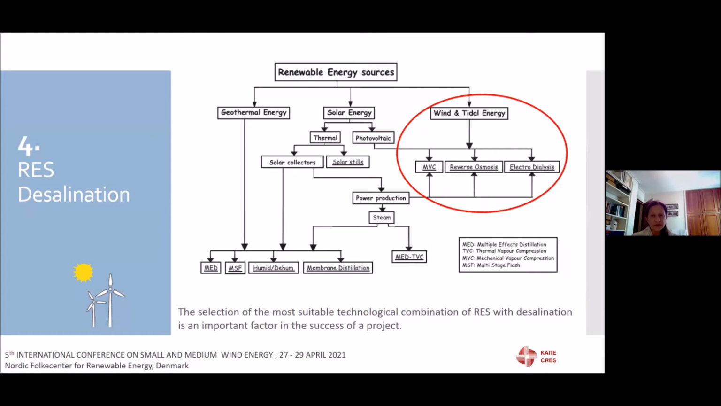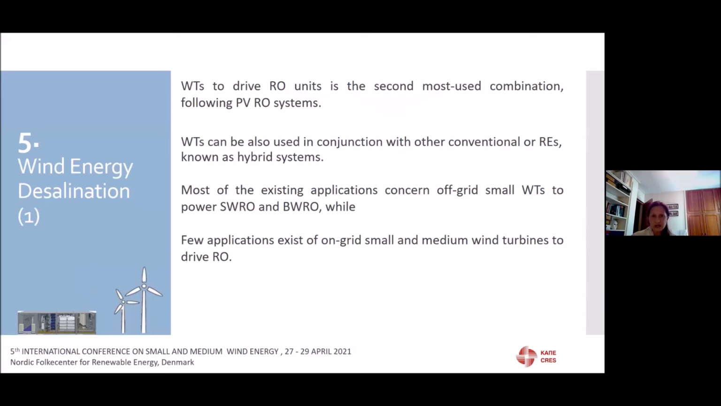Since RO, reverse osmosis for seawater or brackish water, is the leading technology because of its modularity, efficiency in all water capacities, and lower energy requirements in comparison with other processes, we will focus our attention on this combination. Wind turbines driving RO units is the second most used combination following PV, photovoltaics, RO systems. Wind turbines can also be used in conjunction with other conventional or RES systems, known as hybrid systems.